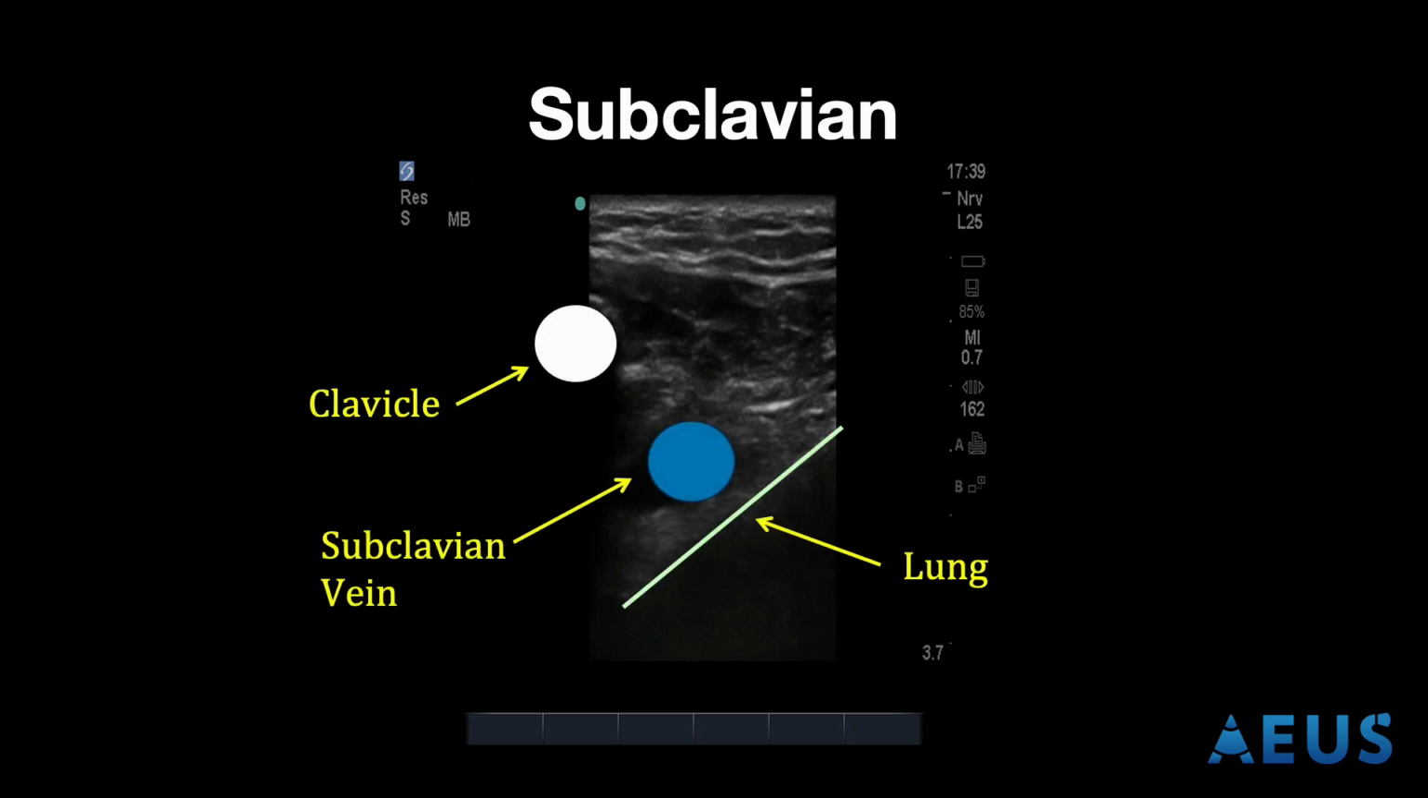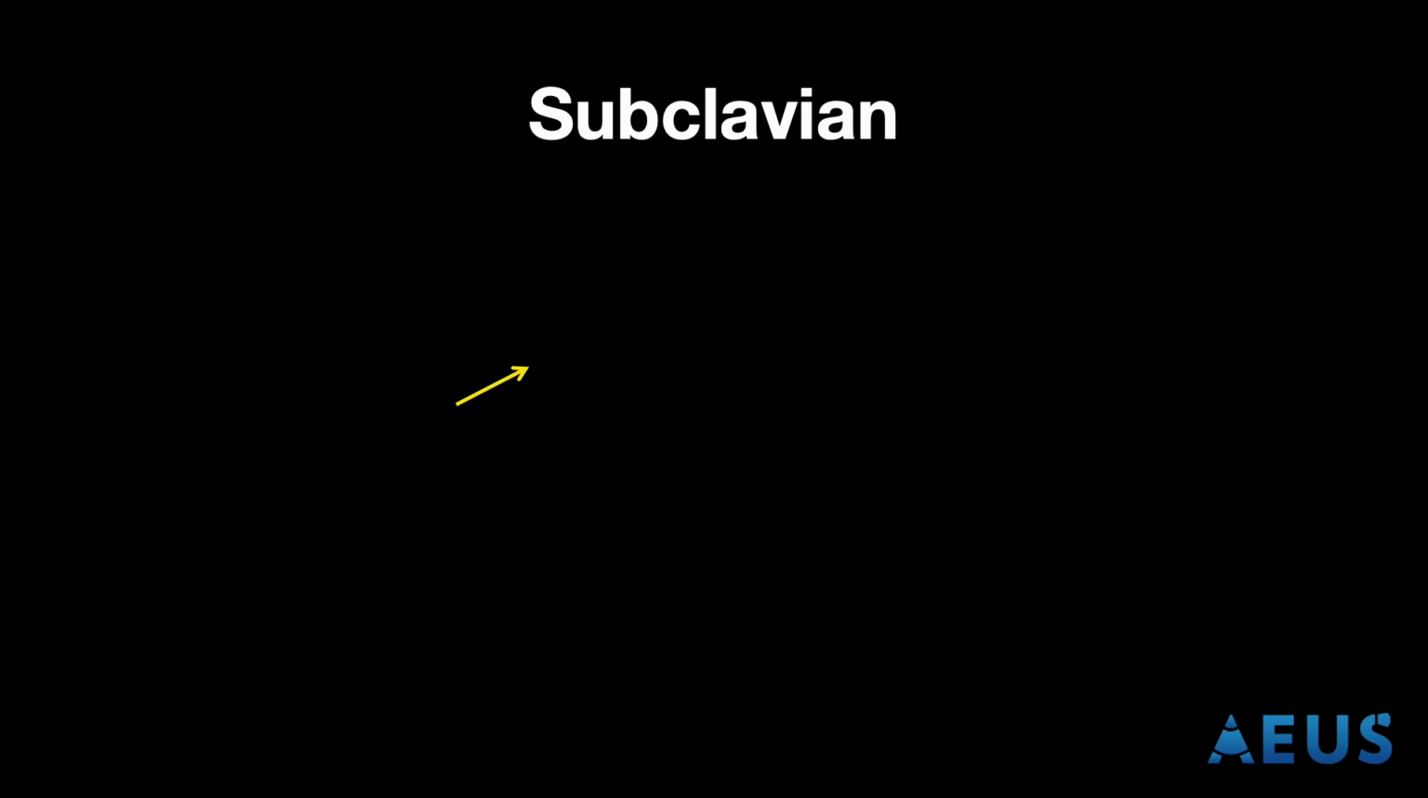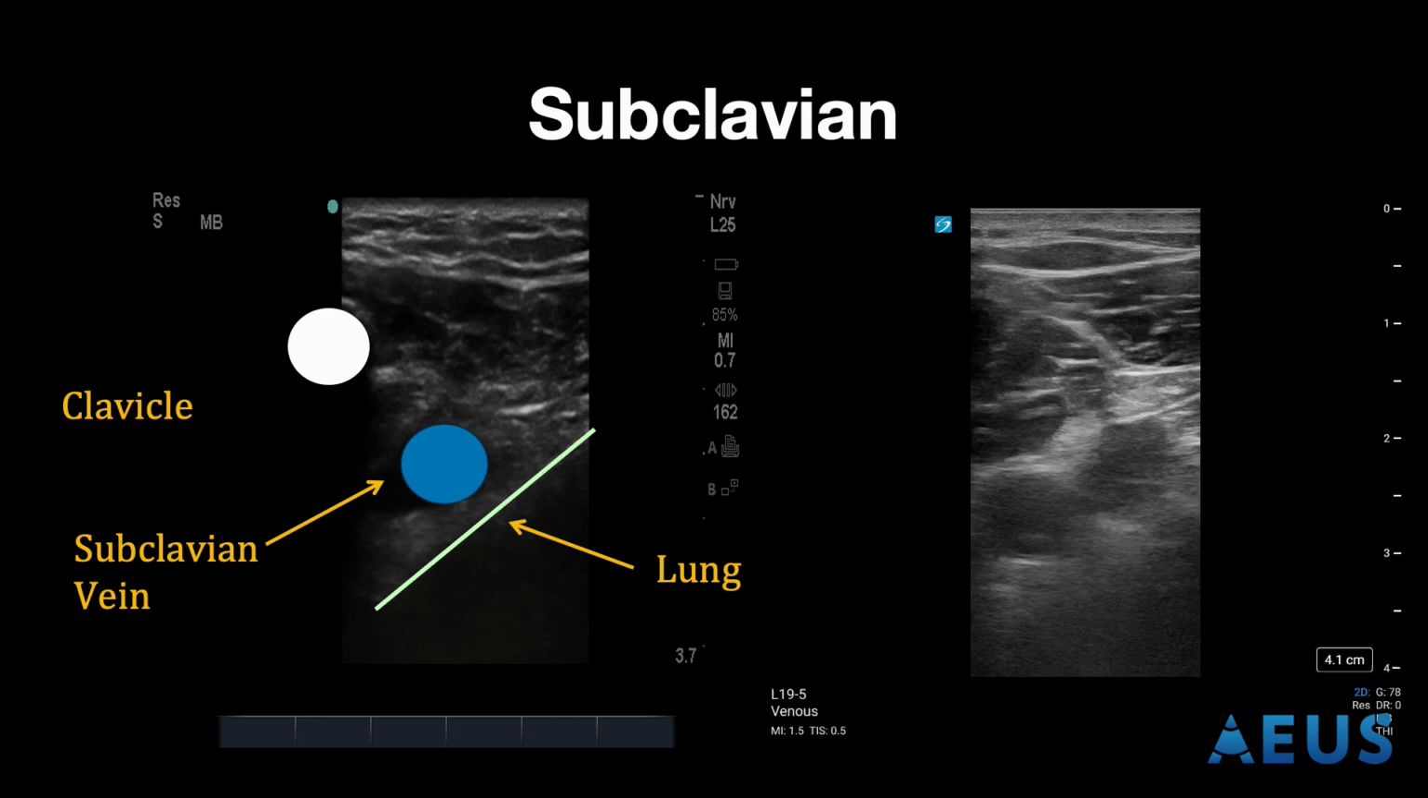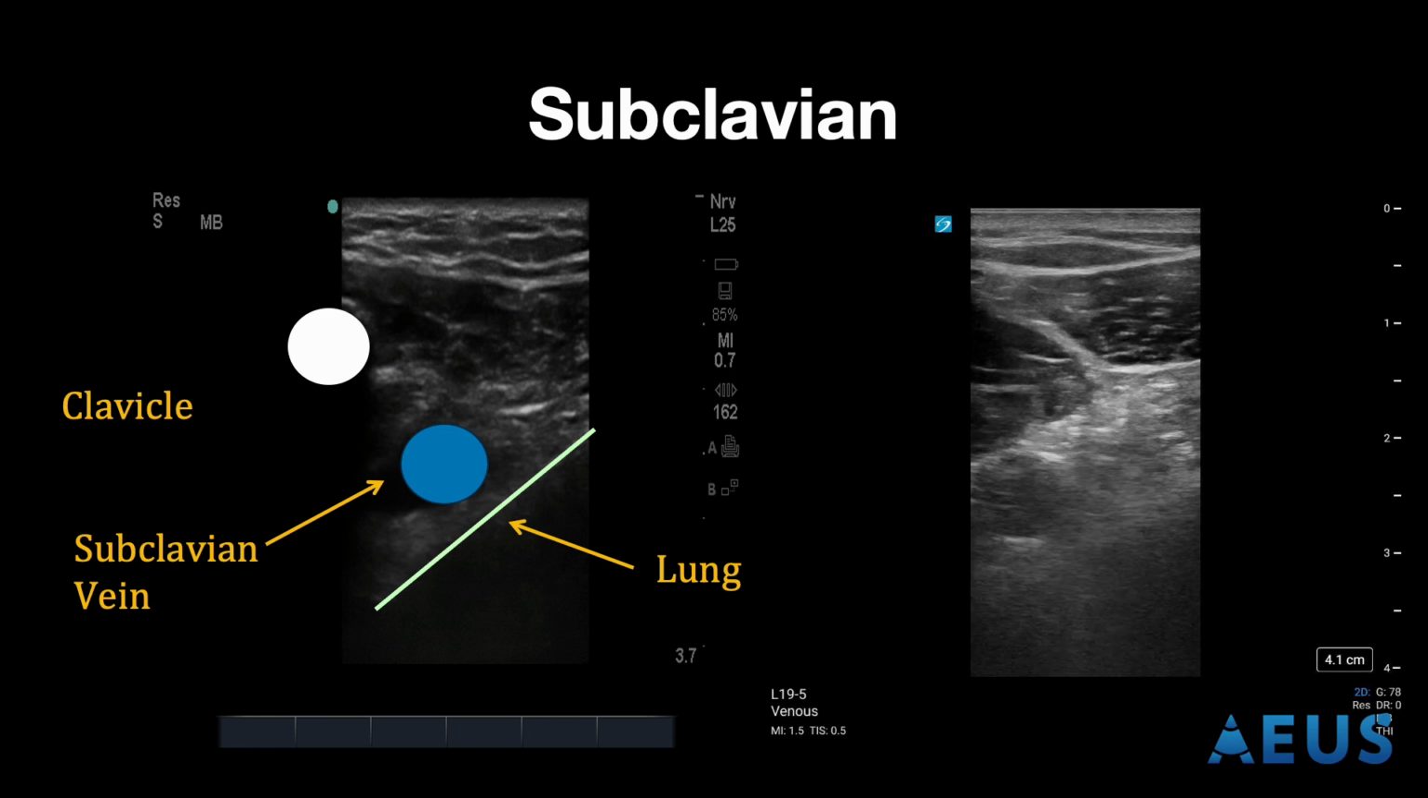In this cross-sectional view of the subclavian vein, it is critical to note the relationship of the lung to the vein and mark the distance between the skin and the lung so that you can be mindful of needle depth when performing this procedure. Once you have identified the clavicle, the vein, and the lung, you can go ahead and begin this procedure.